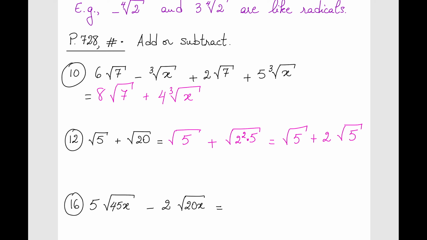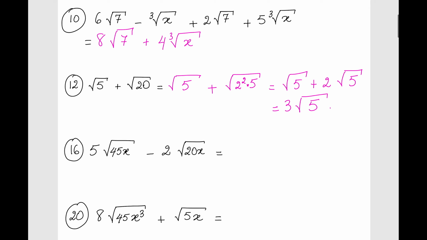All right, and what's the image then? The image is square root of 5. So now they are like radicals, and hence I can add them up. So 1 copy of this image plus 2 of that same image, I'm gonna have 3 of them. Correct? All right, 16.